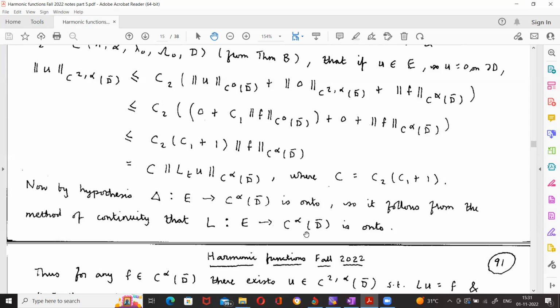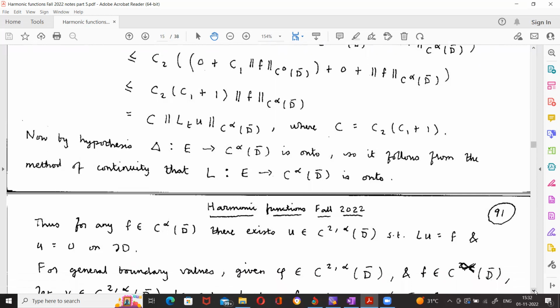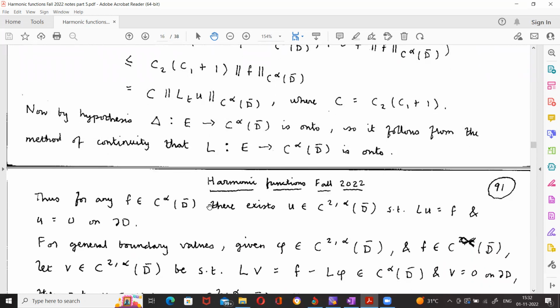That means that given any function f in C alpha declosure, there exists a u in E. So that means a function in C2 alpha declosure, which is 0 on the boundary, such that LU is equal to F. Okay, so we've solved this problem. For any F in C alpha declosure, there exists U in C2 alpha declosure such that LU is F and U is 0 on boundary D.